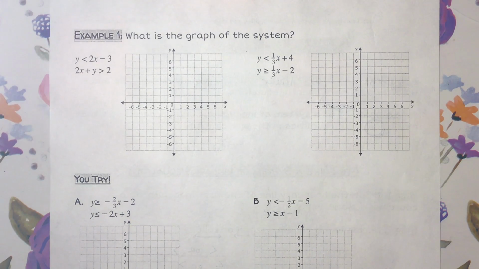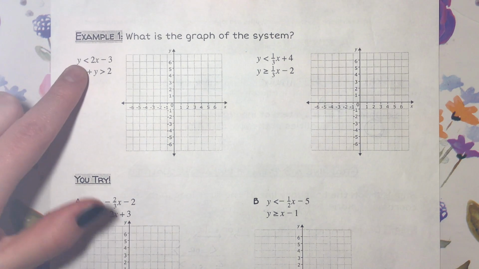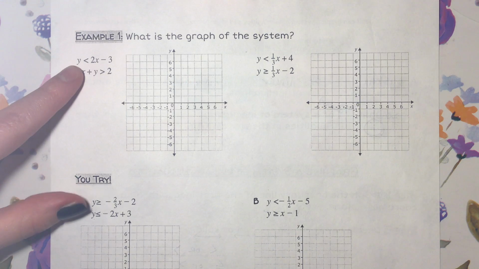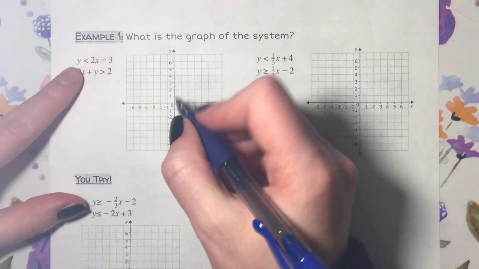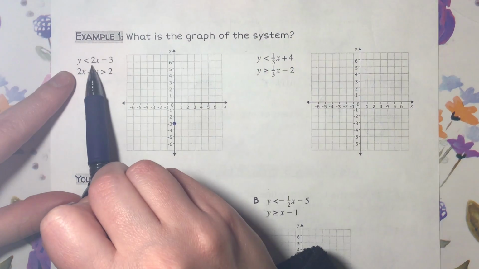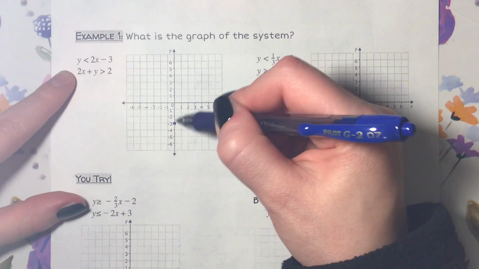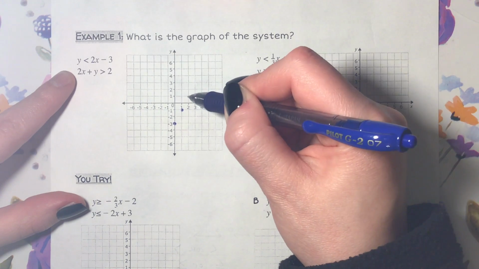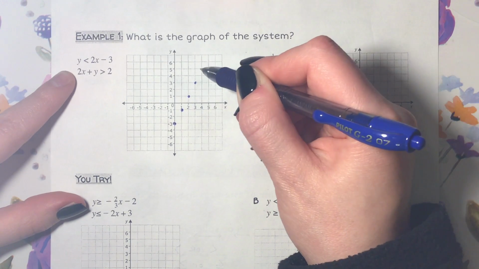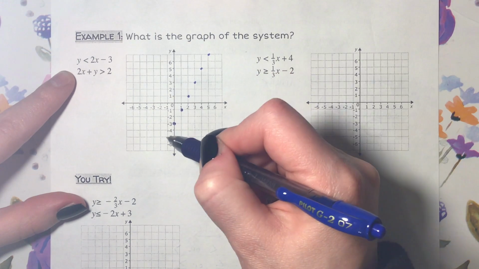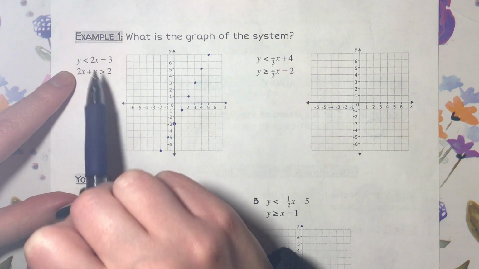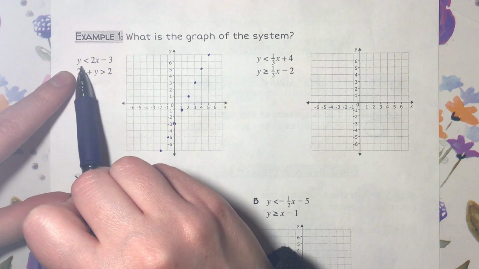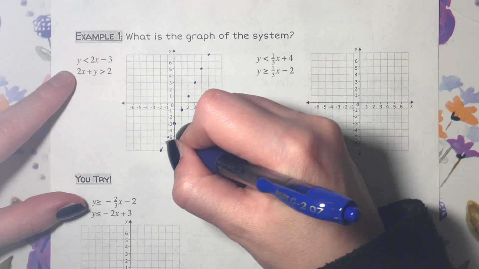It says, what is the graph of the system? So let's do this first one. It says, y is less than 2x minus 3. So let's start graphing that. The negative 3 is my y-intercept, so I'm going to go down to negative 3. And then 2 is the slope. So I'm going to go up 2 over 1, up 2 over 1. I'm going to keep doing that. And then I can go down 2, back 1, just to have plenty. Now I need to determine, is it dashed or solid? Because this does not have a line underneath, I'm going to make it dashed.